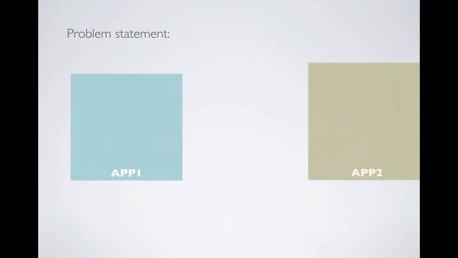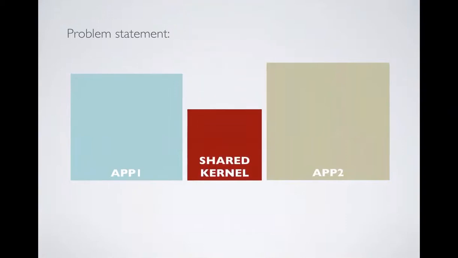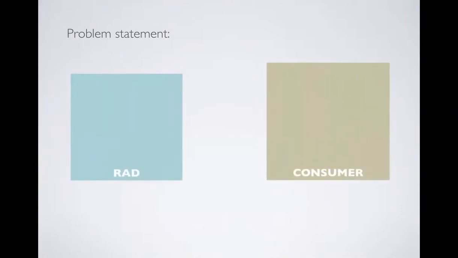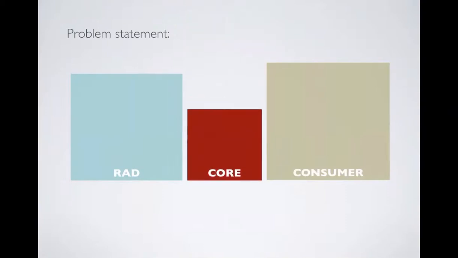Let's take a very common example. You have an application, which we'll call application 1, and then you have a second application, which is application 2. They have different sizes, I'll tell you in a second why. And then in the middle, you have something called a shared kernel. Let's give them the right names now. We have RAD to the left, consumer to the right, and in the middle we have what used to be there, which is core.